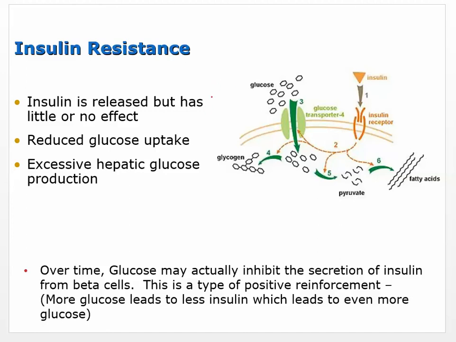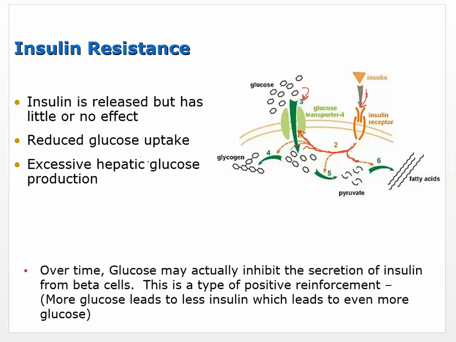So insulin resistance, again, insulin is released but has little or no effect. So what happens is the insulin will still bind to the receptor, but then some of these steps in here do not take place. The step that we're interested in, though, is the insertion of these glucose transporters, and so that may not happen, or it happens at a lower rate, or in some cases the glucose transporters don't function the way that they're supposed to function. But either way, you're not getting that response that you need, which is to get glucose into the cells.